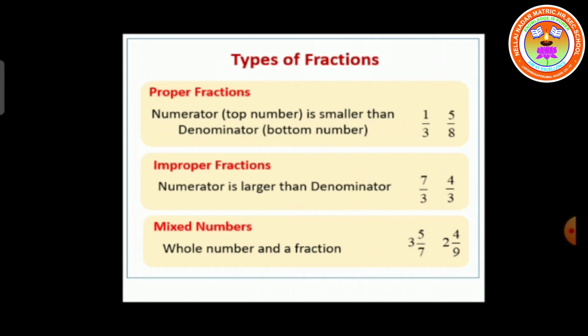Mixed number is nothing but a fraction with a whole number. If a whole number comes, then you can say it's a mixed number. What do you mean by whole number, students? A number that starts with 0, 1, 2, 3, and goes on like that. Those numbers are called whole numbers. See this example, 3 and 5 by 7. Here, 3 is a whole number, but 5 by 7 is a fraction. That is a type of proper fraction. Is it clear? Just go through it.